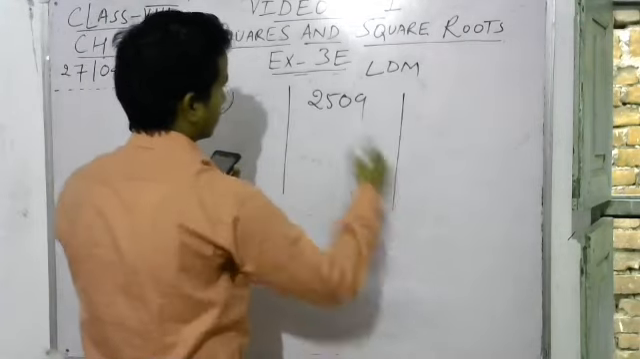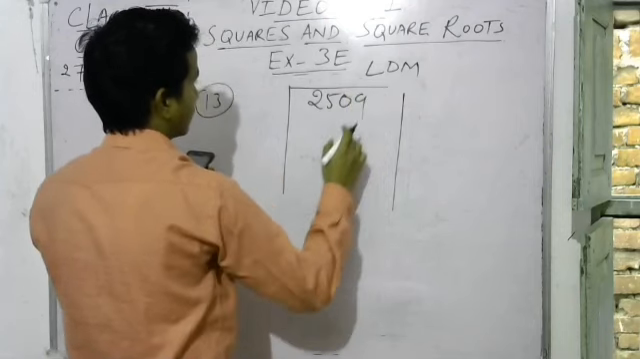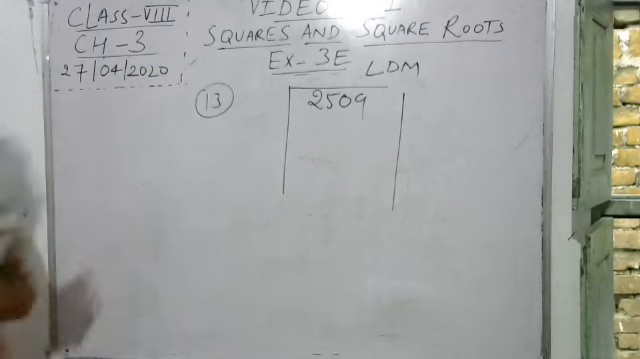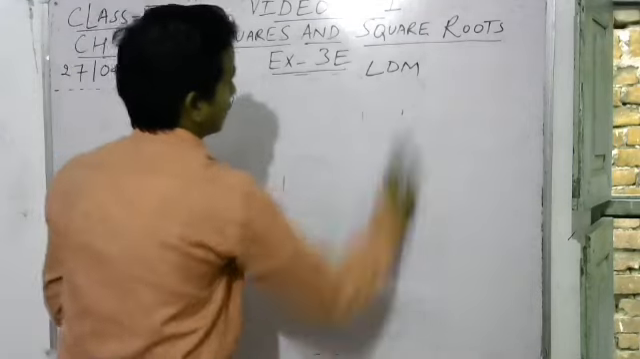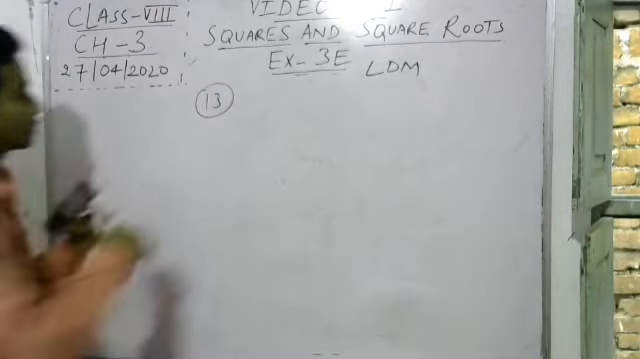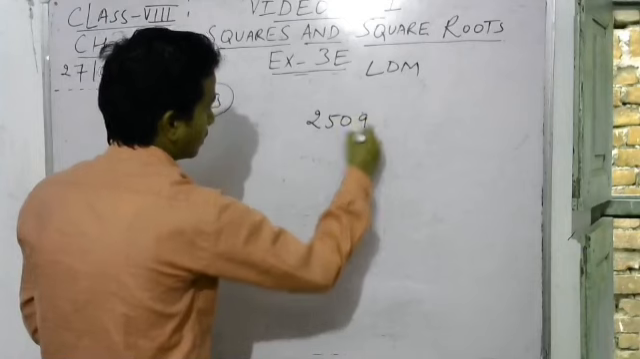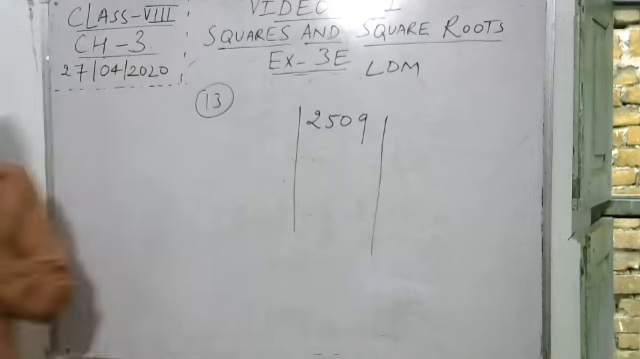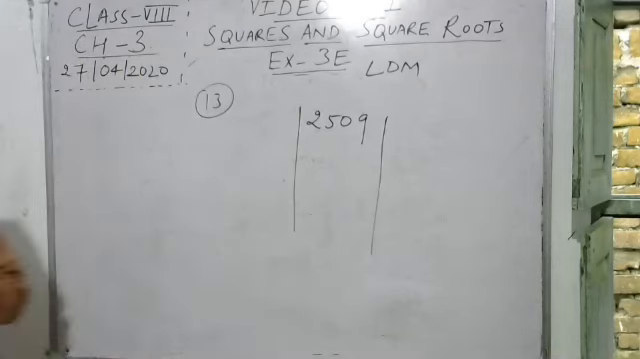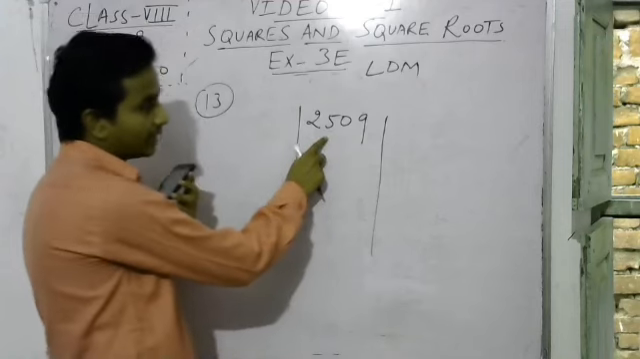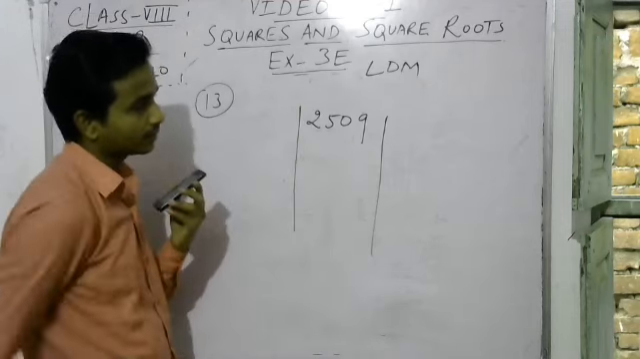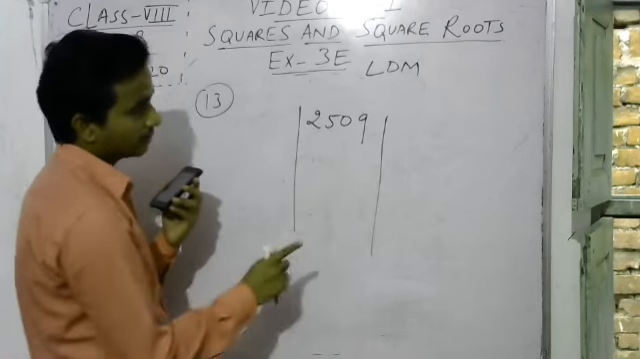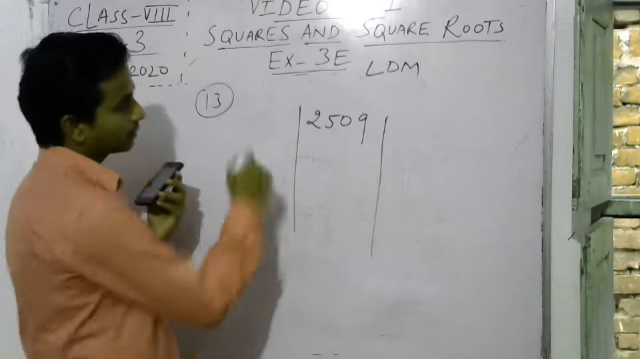Now, students, see, 2509. What is the least number which must be subtracted from this number to make it a perfect square? So we have to make this number a perfect square. So how do we make it a perfect square? The question is what least number should be subtracted. So for this type of question, the first step is to find the square root.